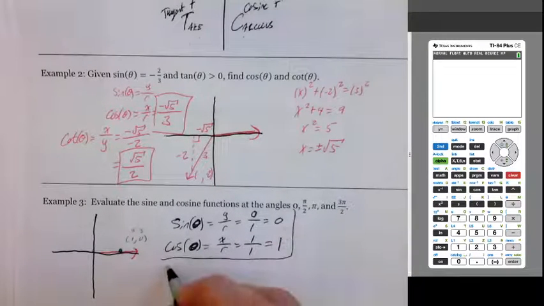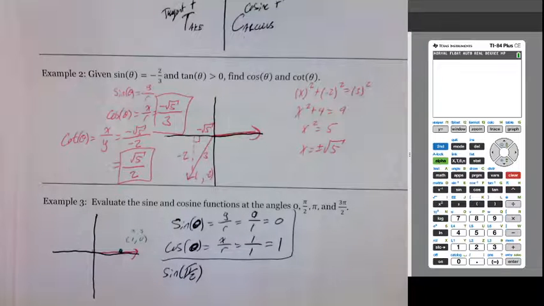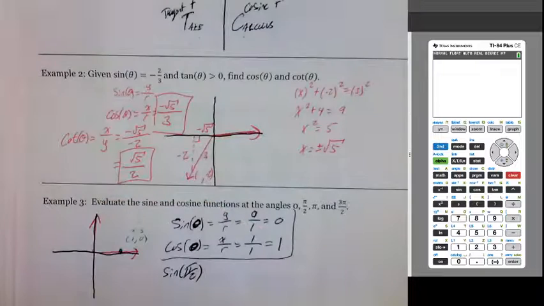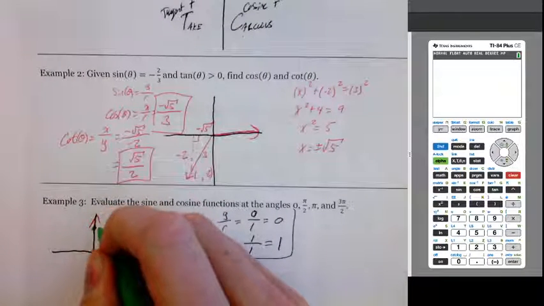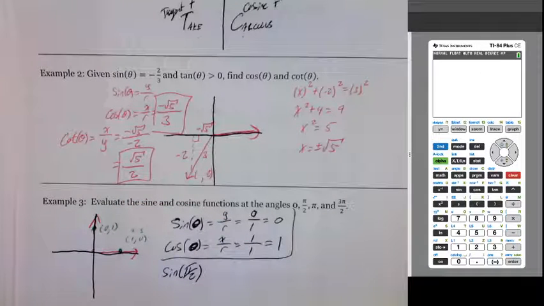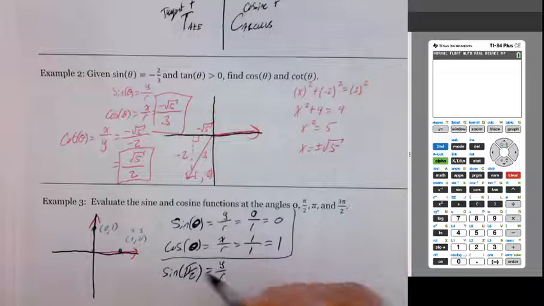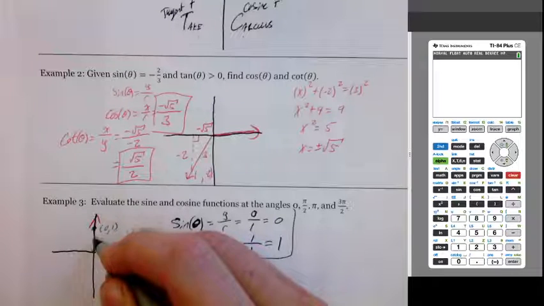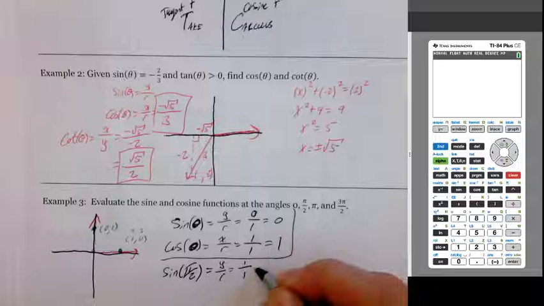Now let's do pi over 2. Okay, pi over 2 is this angle up here, somewhere on this ray. So again, I'm going to choose an easy point. That point's going to be 0, 1. Okay, sine is y over r. Once again, my radius is right here, because if I drop a vertical, it's right on top of itself. But now my y value is 1. 1 over 1 is 1.